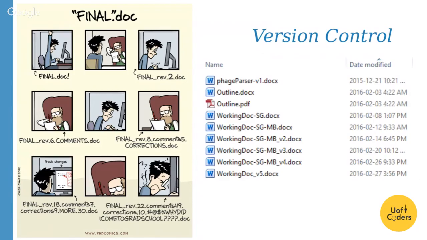This is a folder from my computer from 2016. And this is, for real, me and my supervisor going back and forth. So it's like working doc. This is my supervisor. Now it's me. Now it's the second version, third, fourth, fifth. So after a while, it's like, you know, this is fine for like five, but it can get kind of out of hand.